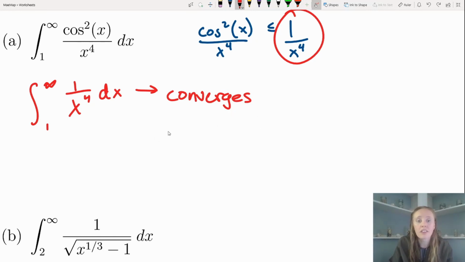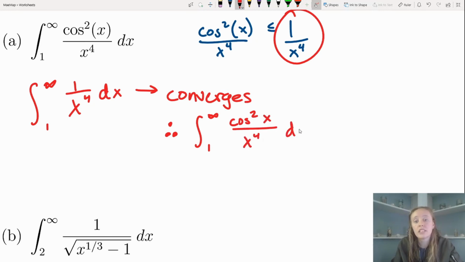We know that, I'm going to write therefore, that's what those 3 dots mean, therefore the integral from 1 to infinity of cosine squared x all over x to the fourth dx also converges.